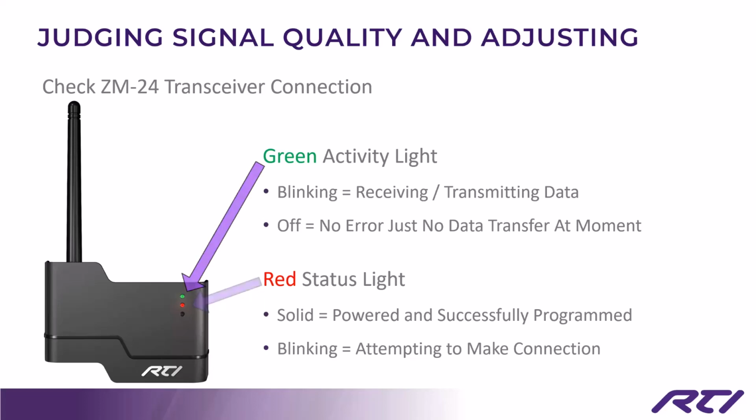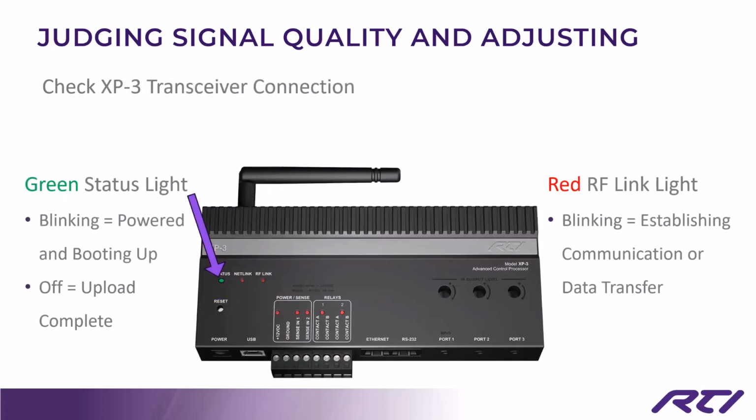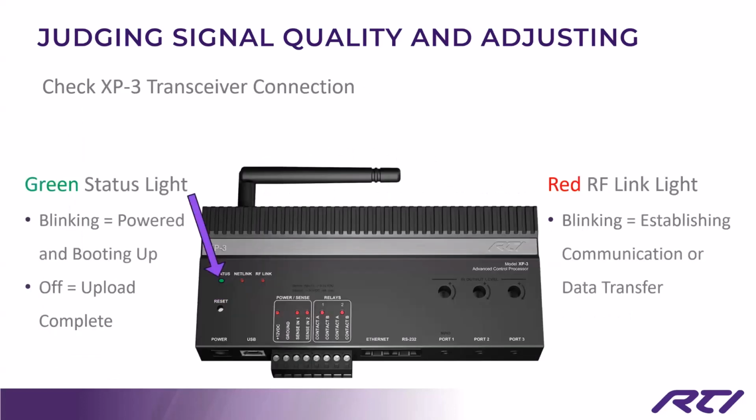In terms of the XP3, and I like to bring this one up because people say, well, these are a little different. There's status and then there's RF link, compared to, say, the status and the activity light. So how do those decipher?